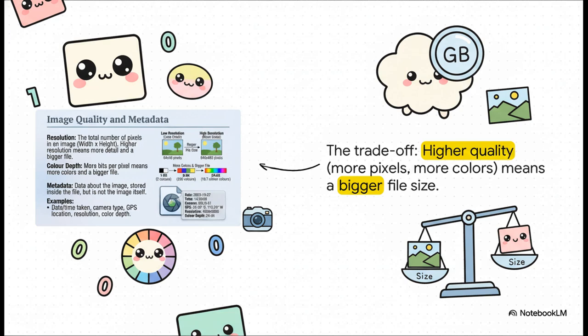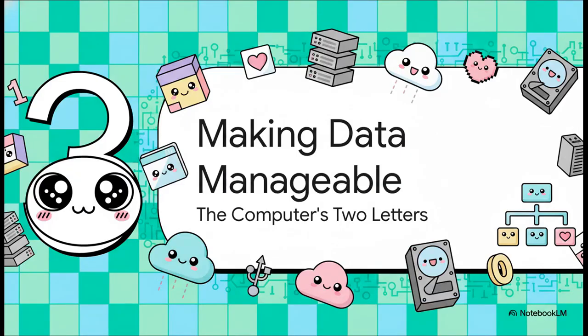A super high-resolution photo looks incredible. That's its strength, obviously. But the weakness is that every single extra pixel and every additional color demands more and more bits. Just to give you an idea, one uncompressed frame of a 4K movie can be over 24 megabytes. It's why file sizes get so huge so fast and why there's always a balance between quality and size. And that brings us to our next big challenge.